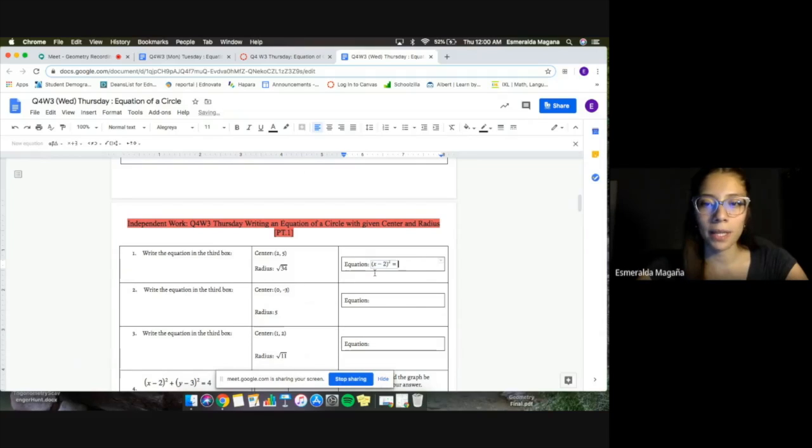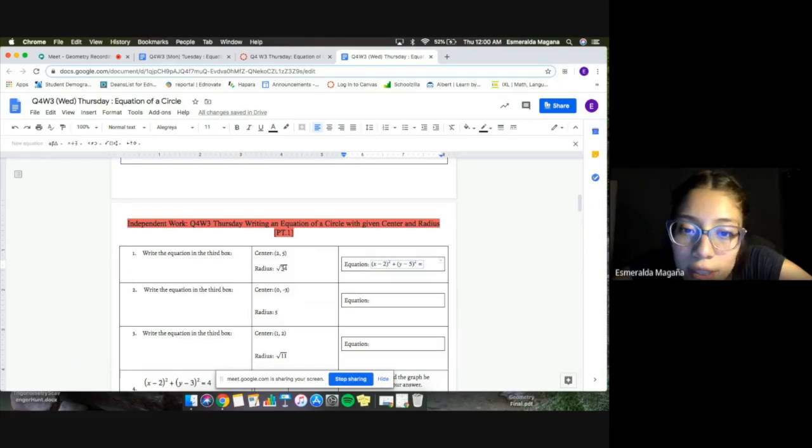Then you put plus y, and our y is 5, positive 5, so we're going to write the opposite of positive 5, which is negative 5. Parentheses, and then we square it, must equal, and we know that our radius is square root of 34.